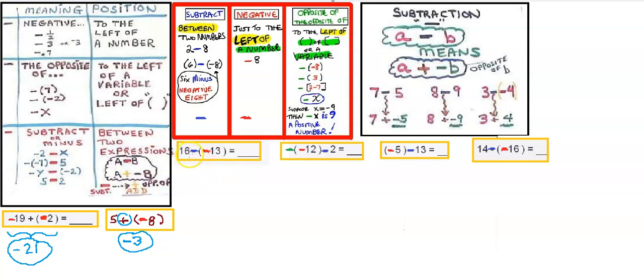Let's look at this one. First I'm going to read it. It's 16 minus negative 13. Remember, negative 13 right next to the 13, and the subtraction is in between the two quantities.